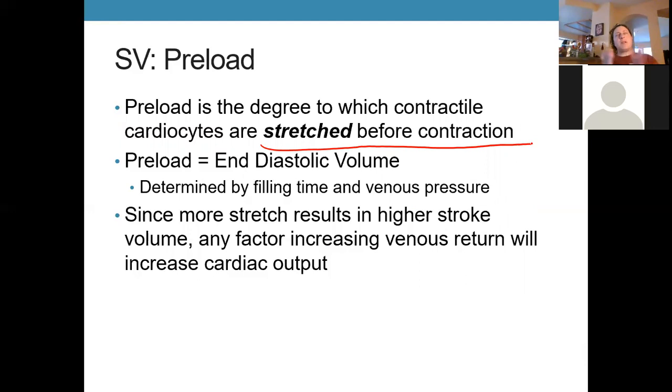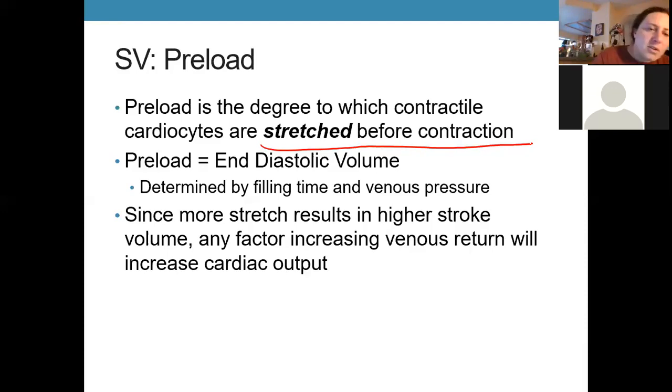So let's see. We talked about the optimal resting length in skeletal muscle, and how if skeletal muscle is too stretched out or too contracted, then it's harder for it to generate maximum force. Cardiomyocytes are the same way, but usually they're not particularly stretched out. So they're actually less than their optimum resting length. But if we stretch them more, then they get closer to that and they're able to get more contraction.